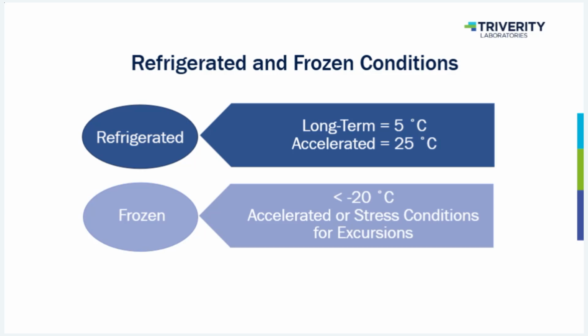Refrigerated and frozen conditions. Long-term for refrigerated is 5 degrees Celsius. Accelerated is 25 degrees Celsius. And there's no humidity requirements for refrigerated or frozen. Frozen is less than or equal to negative 20 degrees Celsius. And there's no accelerated requirement for frozen, but it's recommended to do accelerated or some stress condition to help support any excursions. You can imagine that the risk for frozen sample or frozen product excursions is a lot higher than for room temperature.